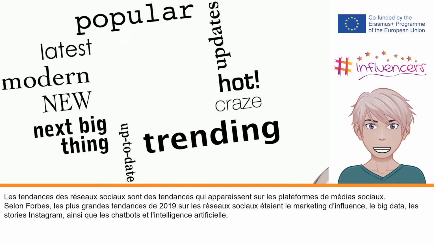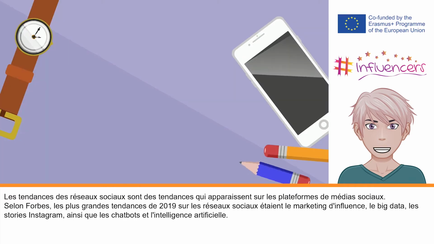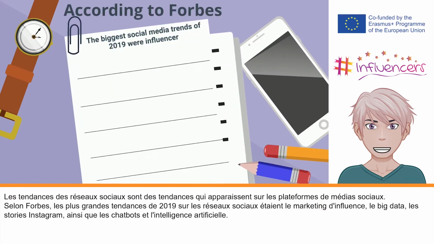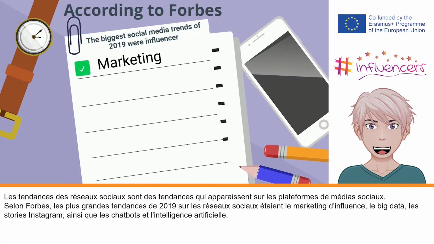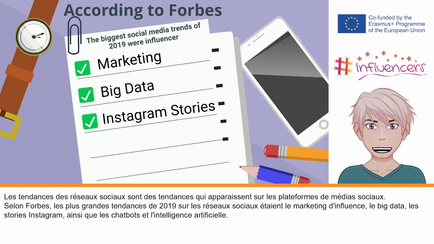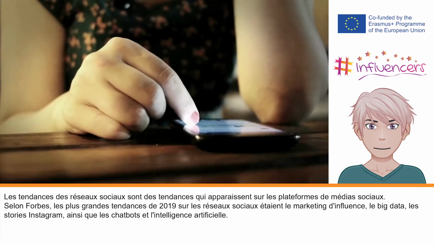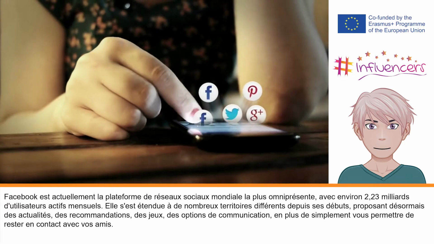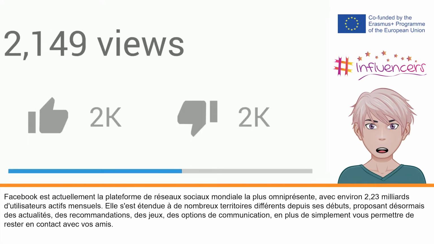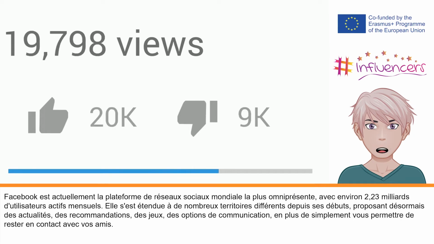Social media trends are trends that appear on social media platforms. According to Forbes, the biggest social media trends of 2019 were influencer marketing, big data, Instagram stories, chatbots, and artificial intelligence. Facebook is currently the most ubiquitous global social media platform with around 2.23 billion monthly active users.